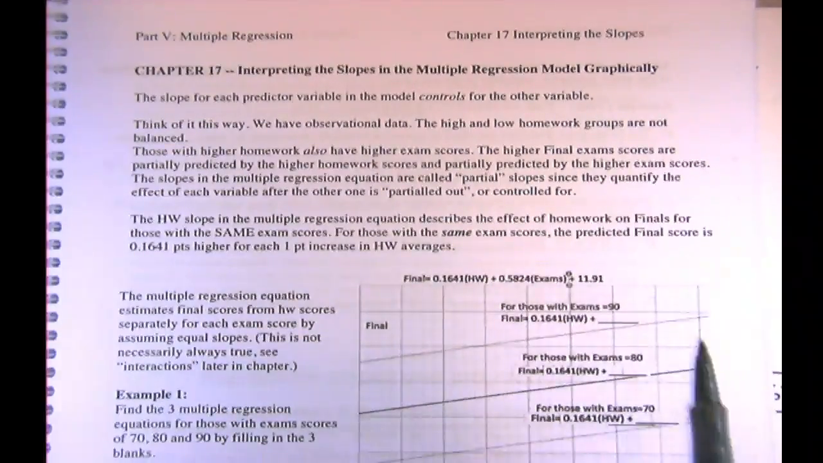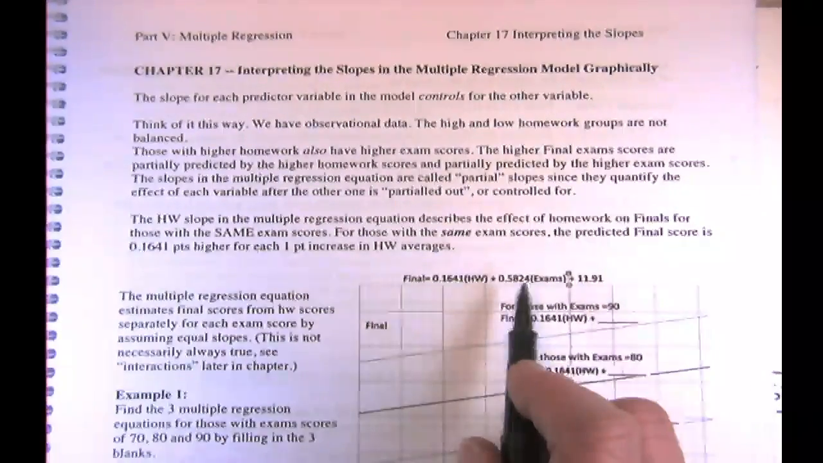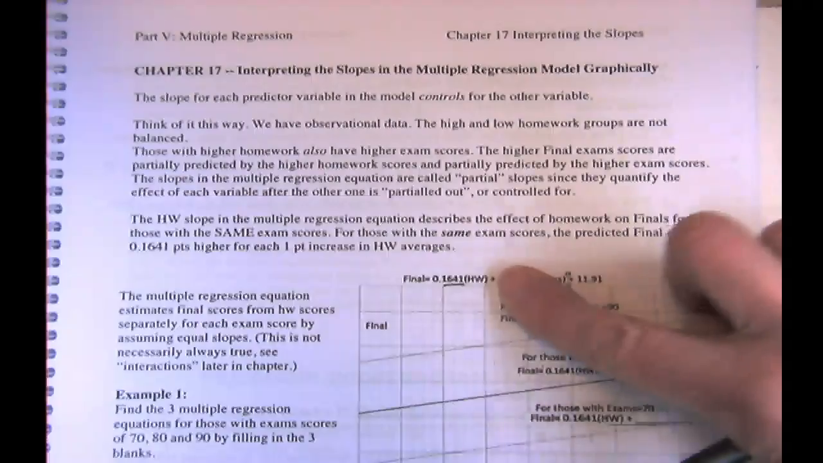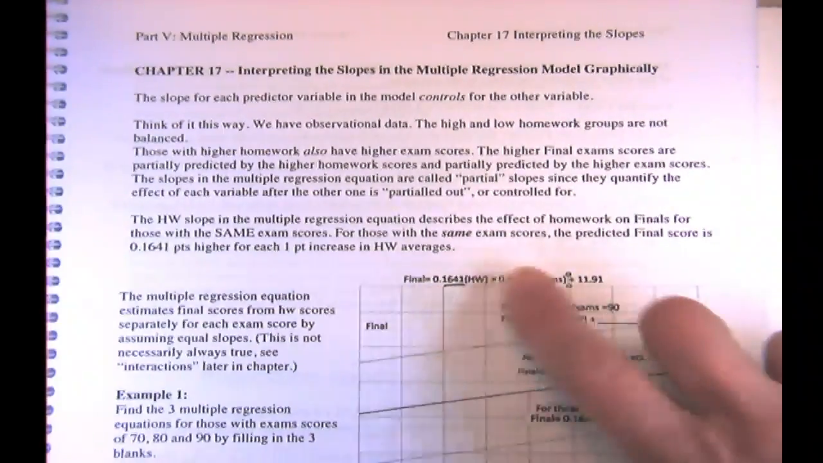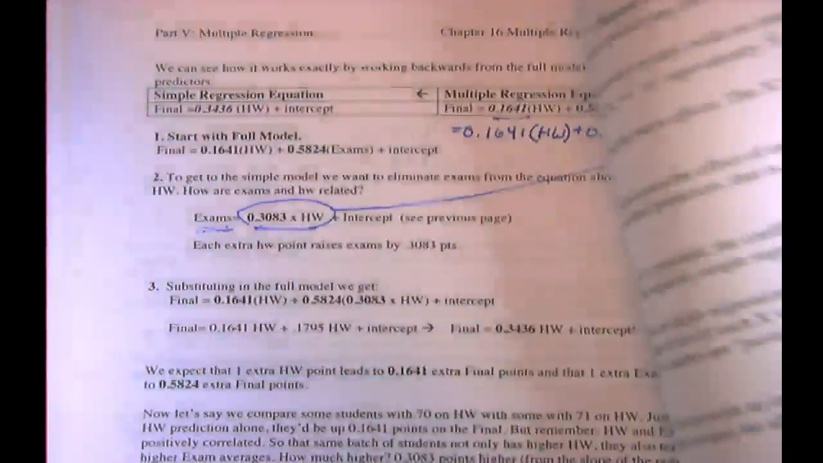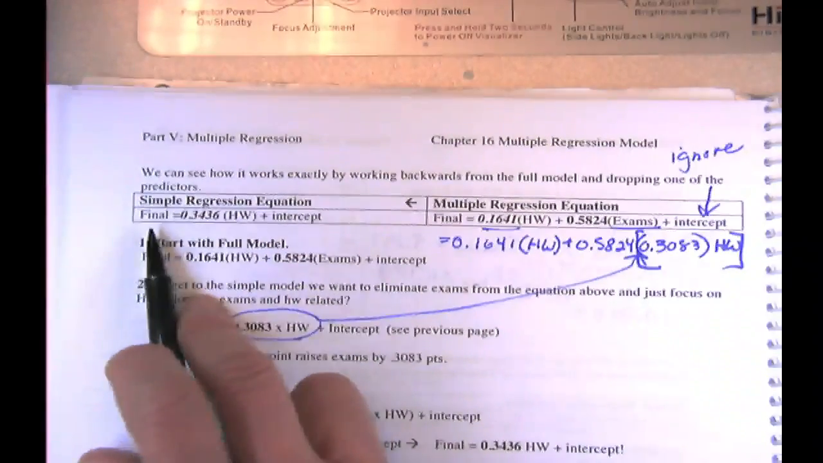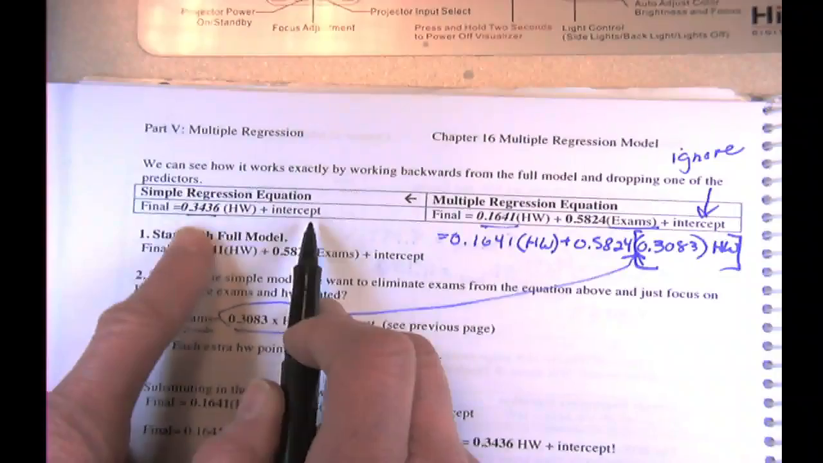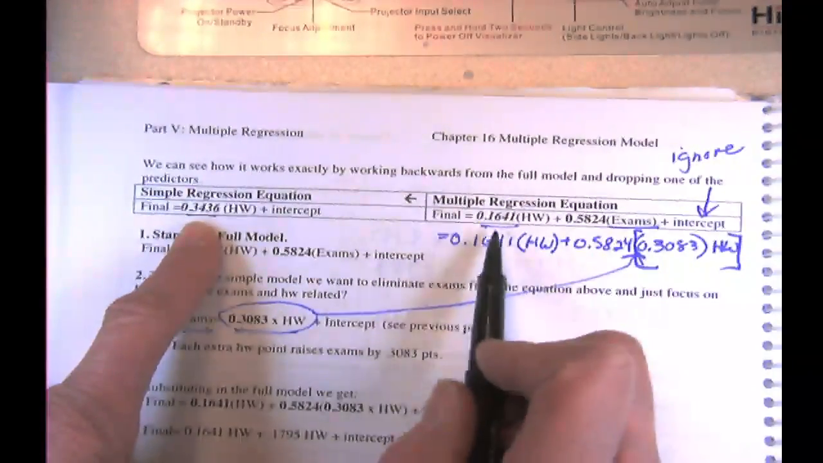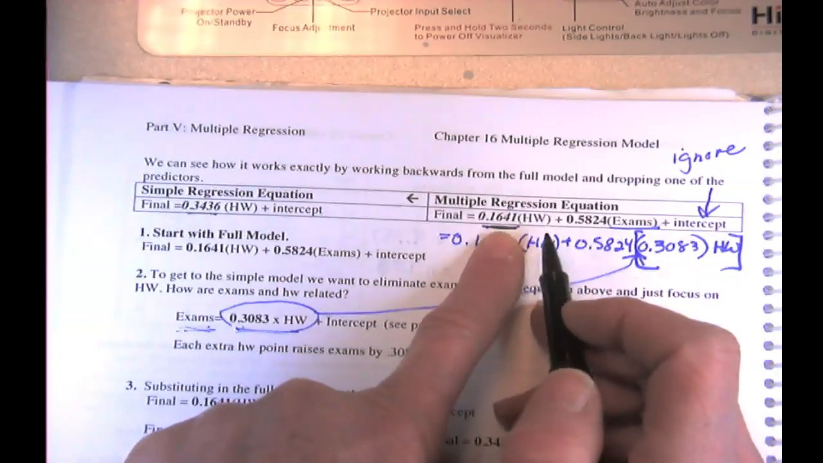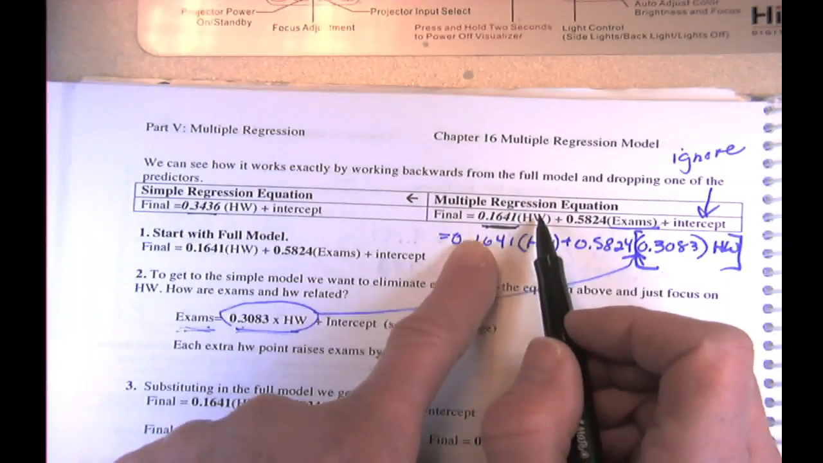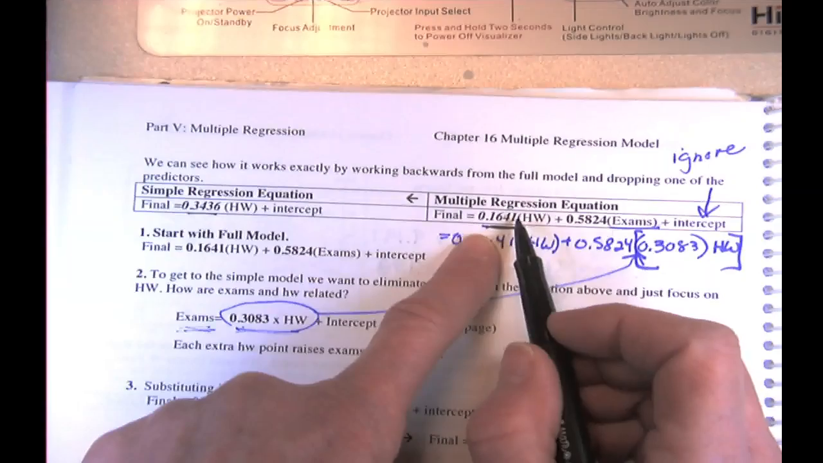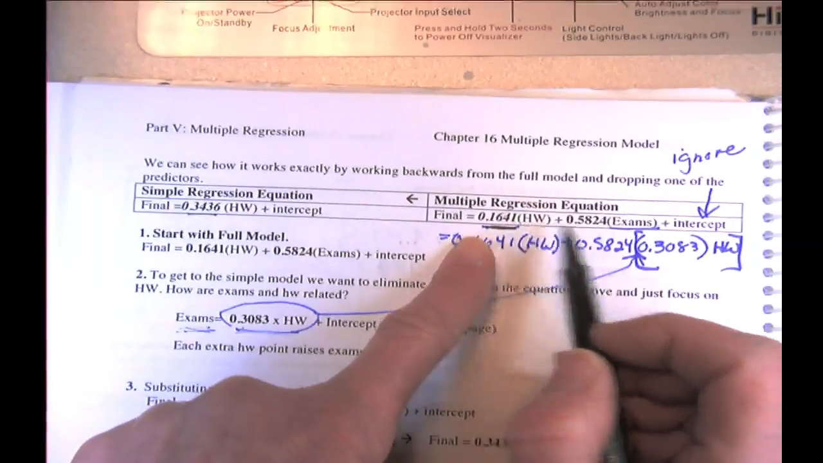As we saw last time, the slopes in the multiple regression, like this one and this one, are not the same as what you get if you look at homework predicting finals alone and exams predicting finals alone. We did that right here. For example, here was homework predicting finals. In the simple regression, this slope was bigger than in the multiple regression, because in the multiple regression, this slope is only the part that predicts final after we've subtracted out the effect of exams.